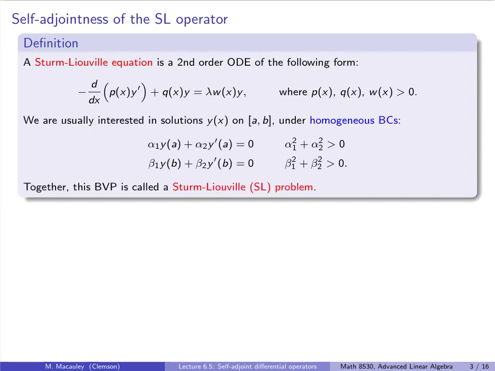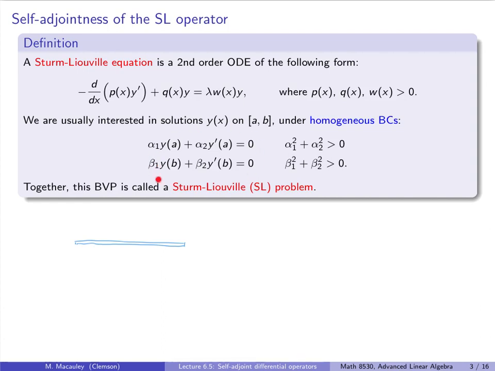We are usually interested in solutions to this equation on an interval, a to b, under what we call homogeneous boundary conditions. To motivate the idea of an interval, you either have a bar of, say, length L, or maybe a guitar string that is being plucked back and forth. So these come up especially when you have the heat equation or the wave equation.